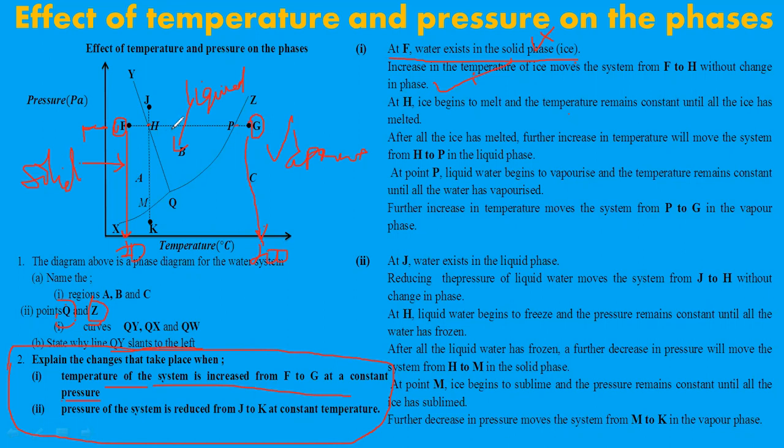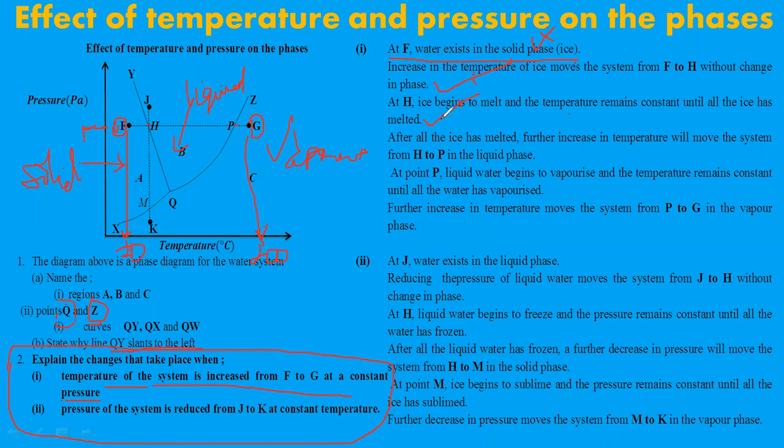Why are we saying without changing phase? Because this is still the solid phase. Then what happens at H? Tell us what happens at each point and along each line. So at H, the ice now begins to melt because it's going to change to a liquid. You get me? So the ice begins to melt and the temperature remains constant until all the ice has melted.